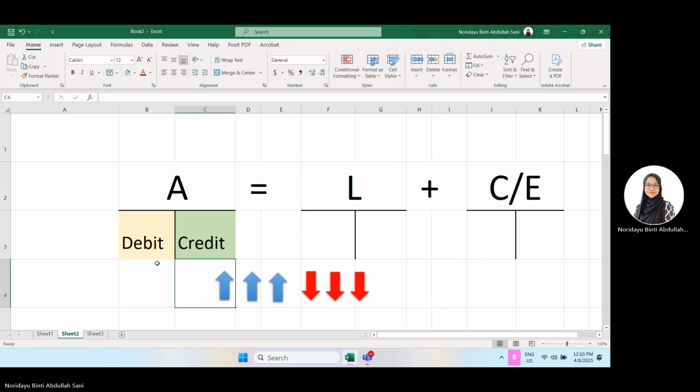Okay, so now let's continue with the concept of this accounting equation. Actually, when we have these three components, you don't have to memorize all three. I would advise you to memorize only one.